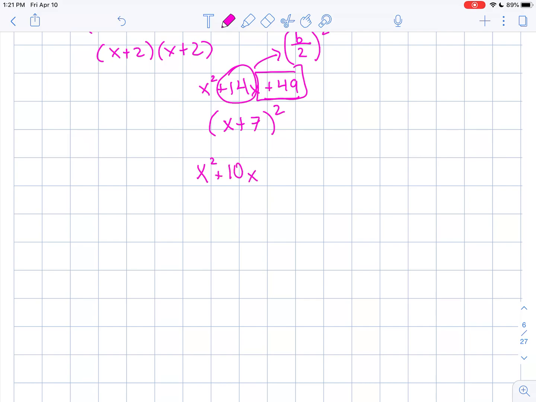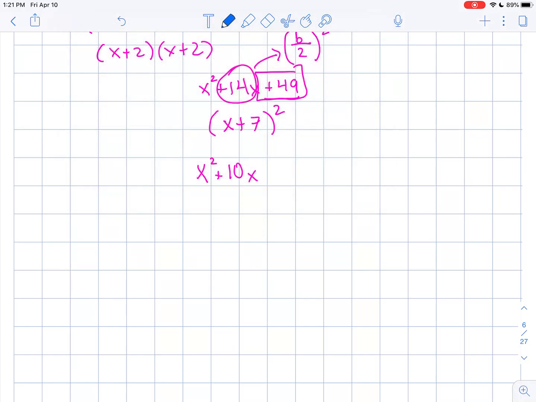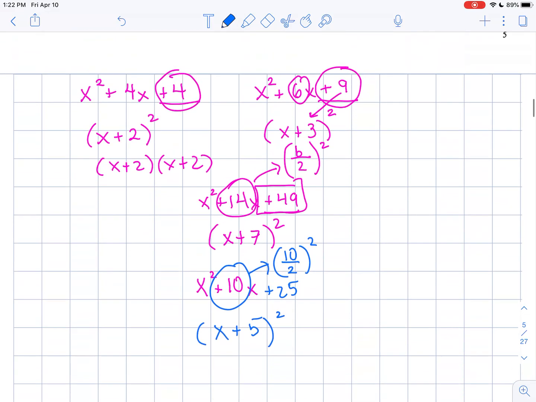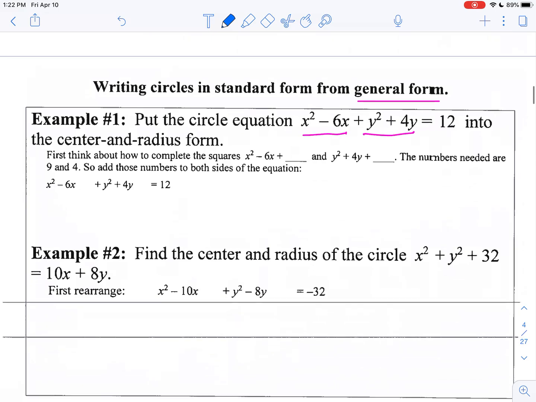Let's try one more. What would it be if I had x squared plus 10x? Good if you said 25. Half of 10 is 5, and 5 squared is 25. So plus 25, in which case when I factor it, I have x plus 5 times x plus 5, which is x squared plus 10x plus 25, or x plus 5 quantity squared.